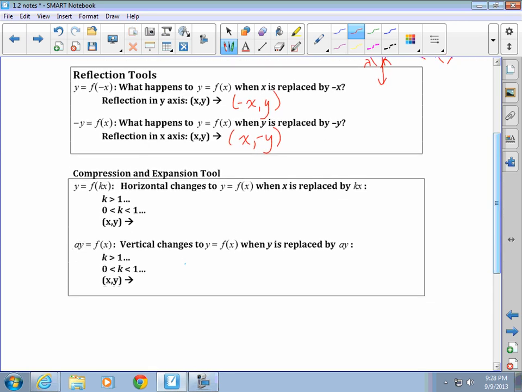So that's for reflections. Reflections are when you're changing the sign of either the x or the y. Compression is when you're multiplying something to either the x or the y. So when y is equal to f of kx, we're multiplying something to the x value. Horizontal changes happen to y equals f of x when x is replaced by kx. So if that k was greater than 1, we had a compression.